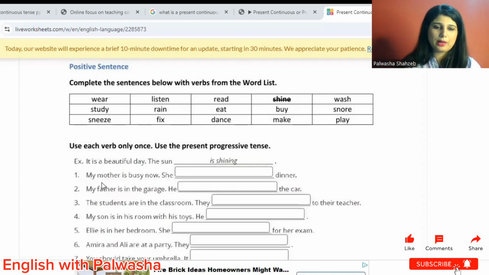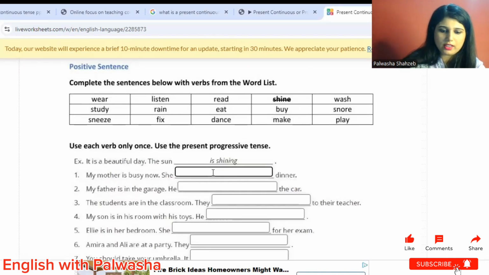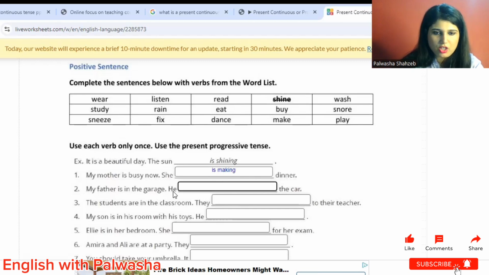So they have done the examples and express. My mother is busy now. She dash dinner. She is making dinner, right? So we will be writing she. You just have to click on this, and this is a live worksheet. You're going to write like this. She is making dinner, right? Then my father is in the garage. He dash the car. He is maybe washing the car. So you have to write like he is washing the car.